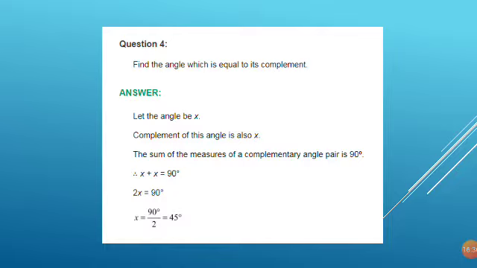So the complementary angle is also x. Let the angle be x. The sum of the measures of a complementary angle pair is 90 degrees. x plus x is equal to 90 degrees, 2x is equal to 90 degrees, so x is equal to 90 divided by 2, which is 45 degrees. x equals 45 degrees. Do you understand?